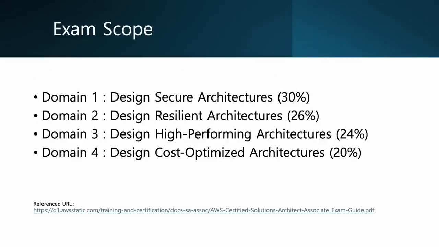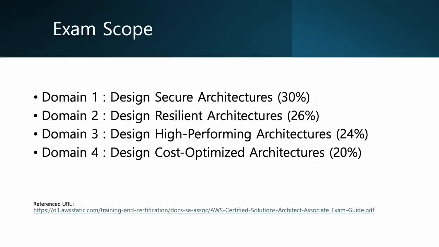This is the test scope domain according to the AWS official website. There are 4 in total. The first domain is about security. It is one of the most common questions at 30%, asking how robust AWS services can be used to respond to security threats. The second domain is about resilience. 26% of the questions asked how resilient and elastic application can be designed by leveraging AWS services. The third domain is about high performance.